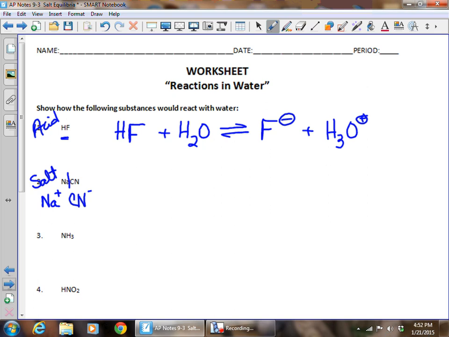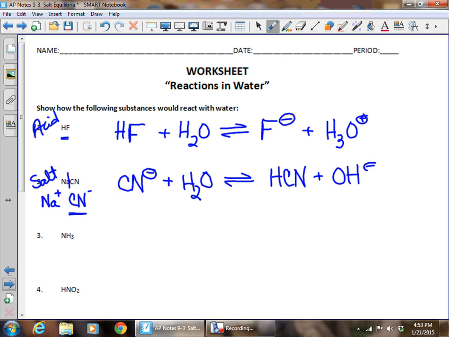Remember, water is going to attack the weak part of a salt after it ionizes in the water, after it dissolves. Na is part of NaOH. It is strong. Water can't attack it. But CN minus is part of HCN. That is a weak acid, so that's what water is going to attack. So we're going to take the CN minus, show water attacking it, and when water attacks it, we're going to end up with HCN, and we're going to leave OH minus behind. So that's going to be a basic salt.